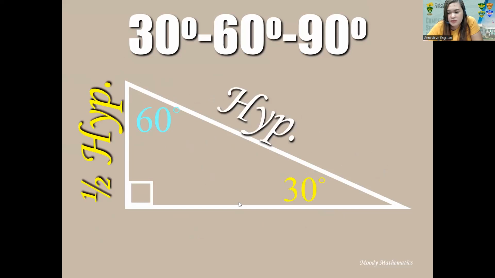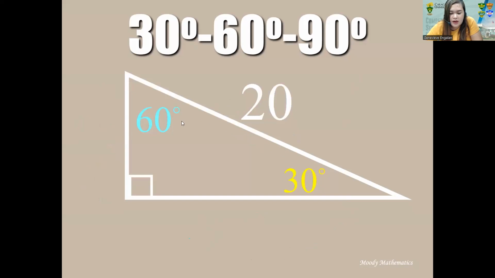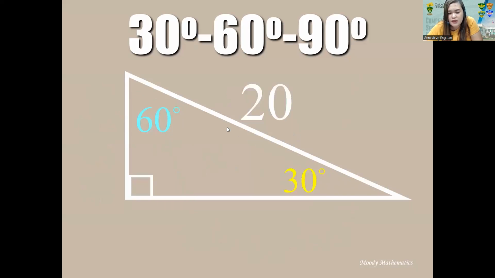The longer leg, as we solved earlier, is altitude A, which is equal to 1/2 of the hypotenuse times square root of 3. So let us take this example. If you have a 30-60-90 triangle, the shorter leg is half of our hypotenuse. The longer leg is half of our hypotenuse times square root of 3. So if our hypotenuse is 20, what is the shorter leg?